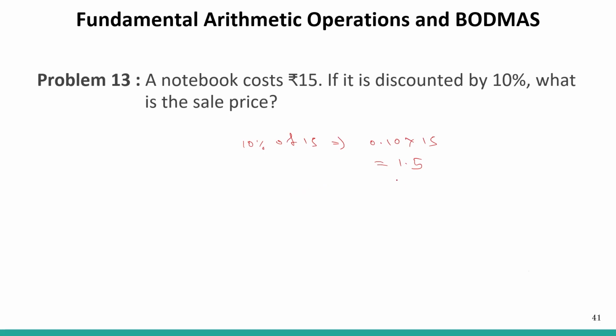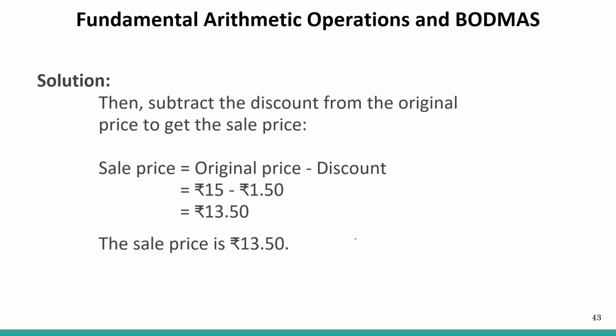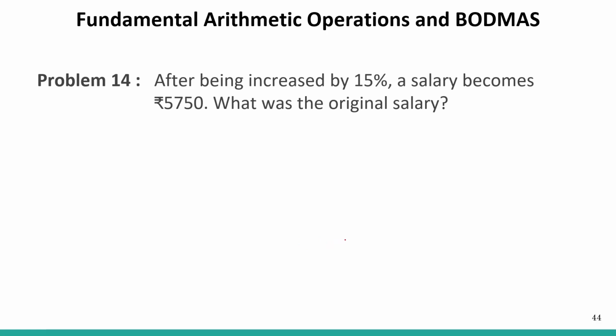So if this is the discount price, the sale price is equal to original cost minus discount. So this is equal to 15 minus 1.5, that is equal to 13.5, which is the final answer. Okay, this is the sale price. So, problem number 14.